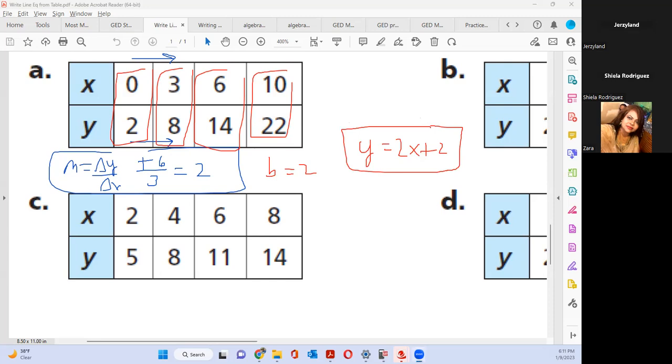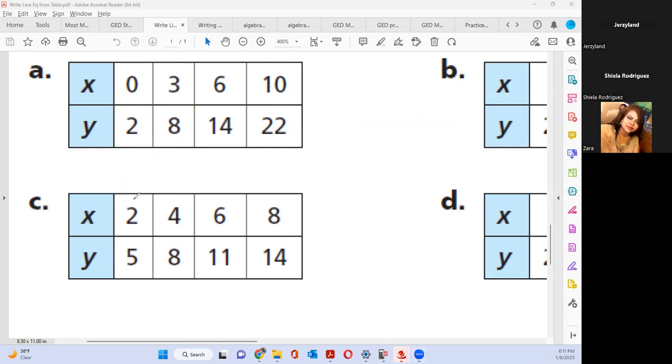But what if we have something like C? Again, we're going to do the same thing. Watch this. To go from 2 to 4, I have to go up plus 2. Does everybody understand that? To go from 5 to 8, I have to go up plus 3. Does everybody understand that? So my slope is change in y over change in x. My change in y is 3. My change in x is 2. Does everybody understand that?